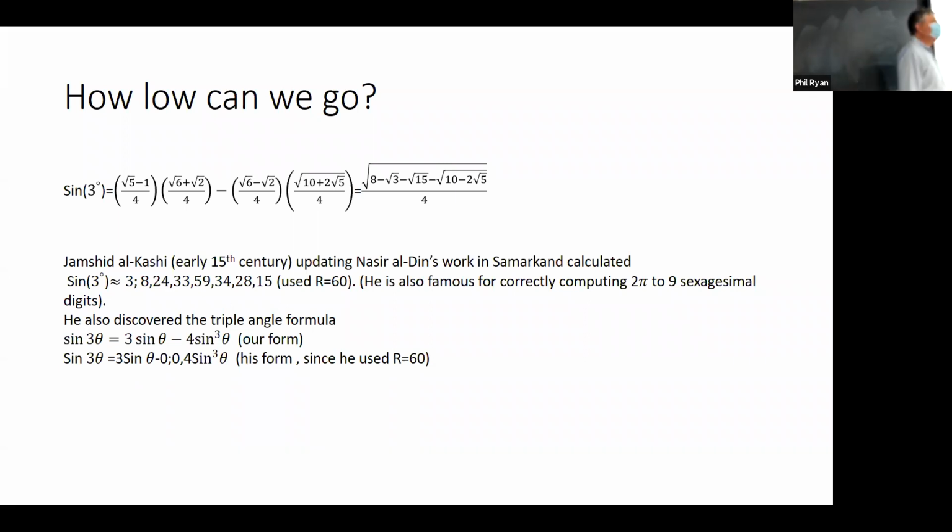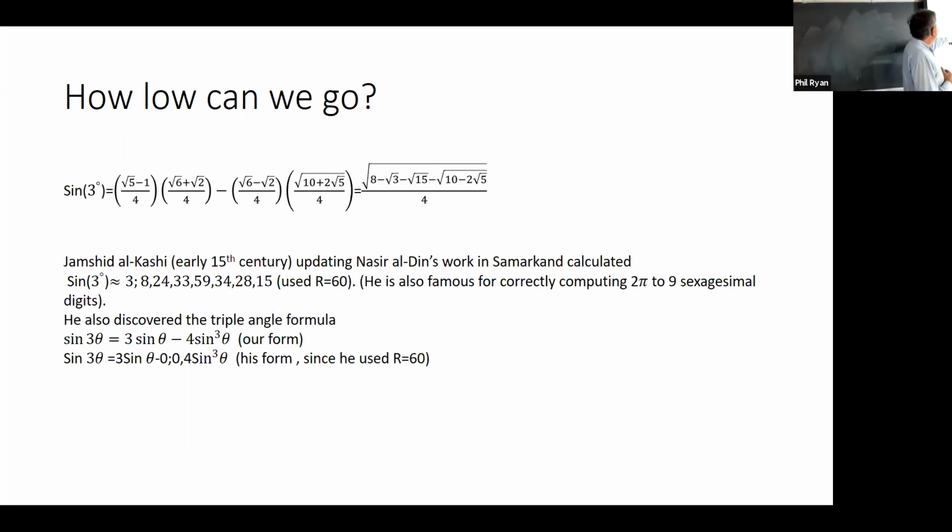He also discovered the triple angle formula. So in our form, it's sine 3 theta equals 3 sine theta minus 4 sine cubed theta. Has anyone seen this before? It's something you might have seen. Who's doing Viète in the Renaissance? He's a French mathematician. He's often credited with finding this formula, but of course, al-Kashi found it before him.